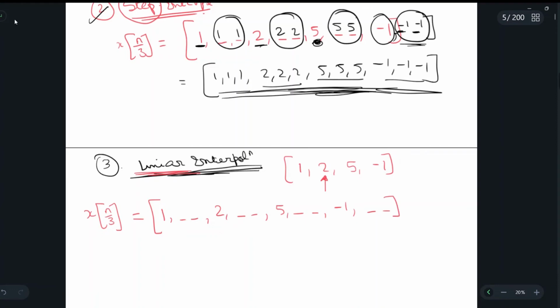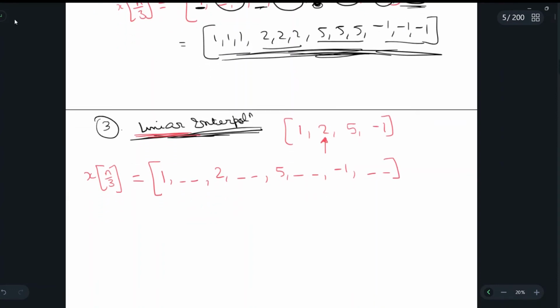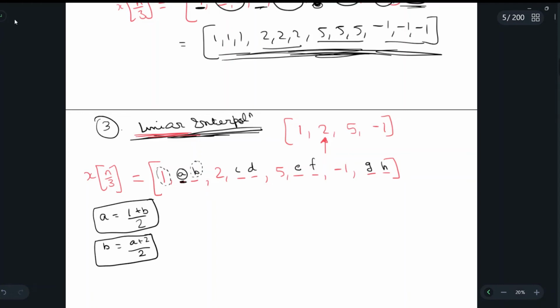And now what we are going to do is we will write A over here and B over here, then C and D, E, F, G and H. Do not worry, you will be able to understand what we are going to do. That is, for A, A will be the average of 1 plus B by 2. That is, we are simply finding the average of 1 and B, and that answer will be equal to A. Similarly, for finding B, we will write A plus 2 by 2. That is, we are simply finding the average of the number A and 2. So A is the average of these two numbers and B is the average of these two numbers.